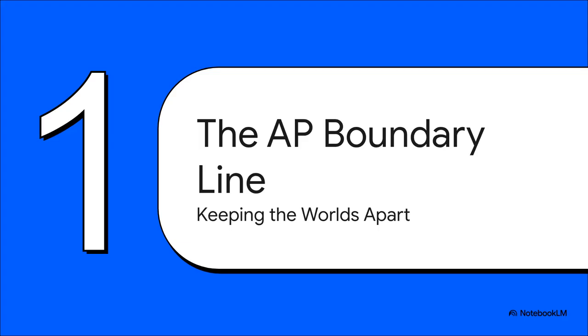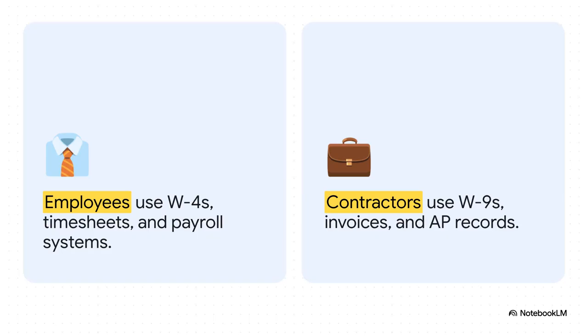So, starting with Section 1, the AP boundary line, keeping the worlds apart. This boundary right here is the foundational rule for literally everything we're going to cover today. The employee track and the contractor track are fundamentally opposed to one another. The contractor track lives entirely in accounts payable. They submit invoices, not timesheets. They get 1099-NEC forms at year-end, not W-2s.